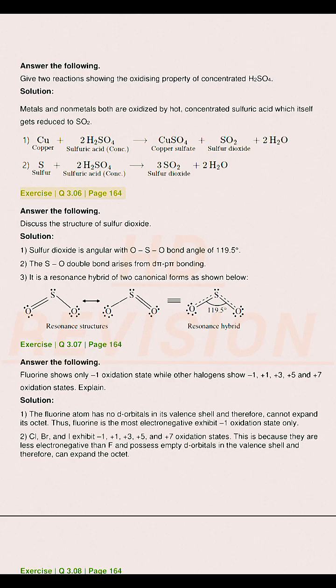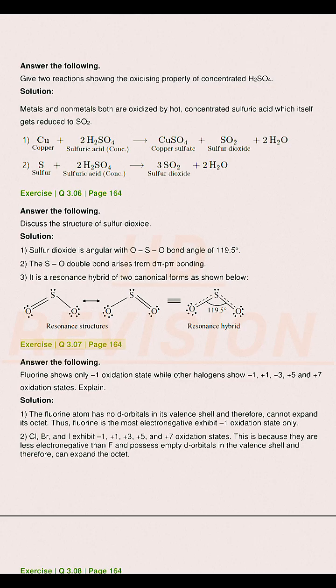Exercise Q3.06, page 164. Answer the following. Discuss the structure of sulfur dioxide. Solution. 1. Sulfur dioxide is angular with O-S-O bond angle of 119.5 degrees. 2. The S=O double bond arises from d-pi-p-pi bonding. 3. It is a resonance hybrid of two canonical forms as shown below.